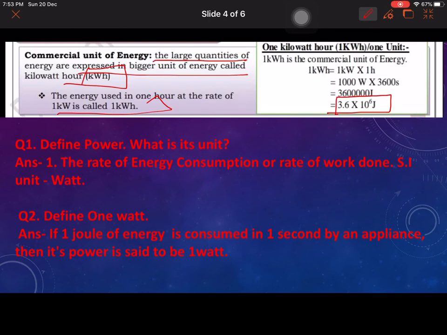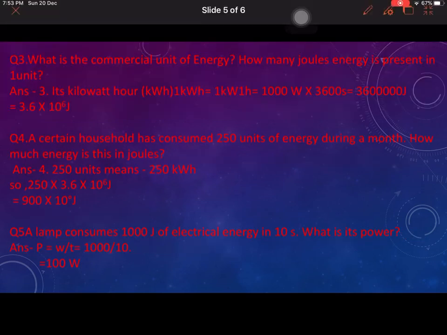Define power. What is its unit? Power is the rate of consumption of energy or rate of work done. SI unit is watt. Define 1 watt. If 1 joule of energy is consumed in 1 second by an appliance, then its power is said to be 1 watt.